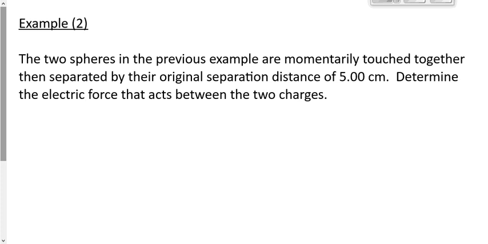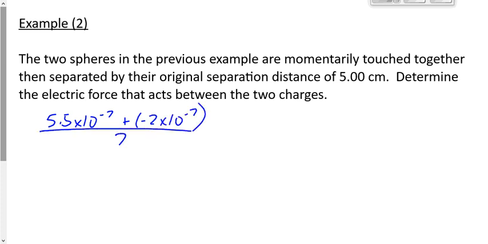They touched each other, and therefore they balance, right? So we had a charge of 5.5 times 10 to the minus 7. We had another one that was negative 2 times 10 to the minus 7. We add those up and divide by 2. Each one of them becomes 1.75 times 10 to the minus 7. That's Q1 and Q2. They were 5.5 and negative 2. Now they're 1.75, both of them.